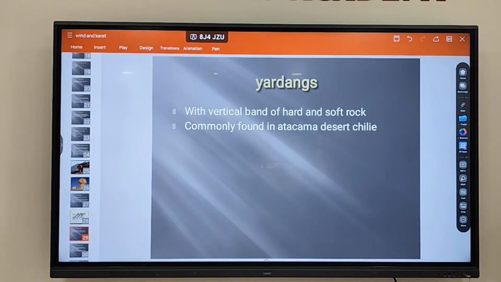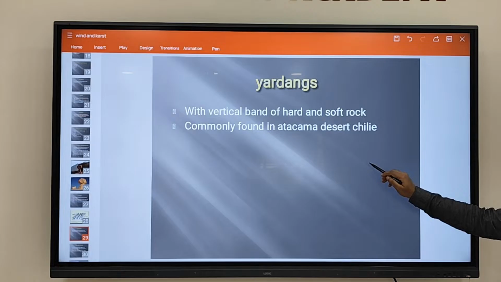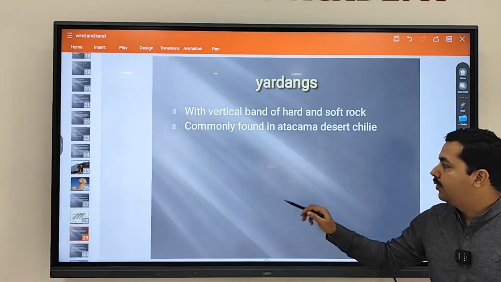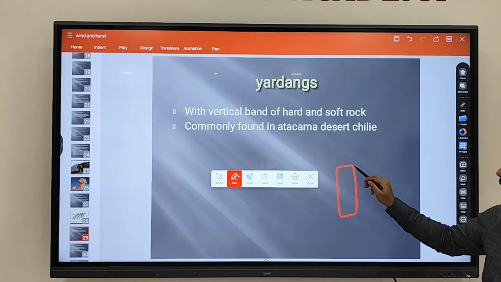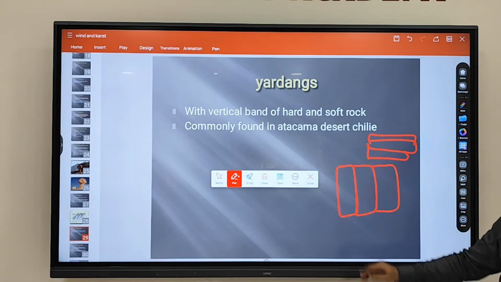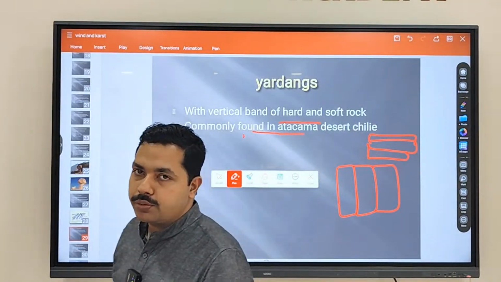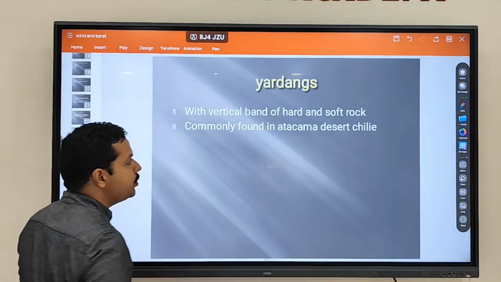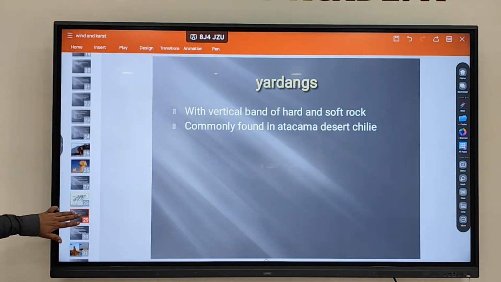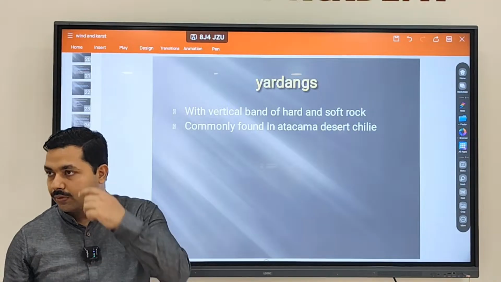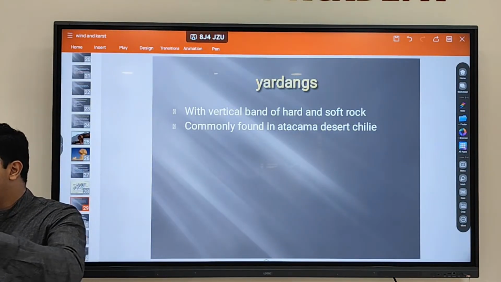Clear? So as we discussed, rocks are hard and soft. When you have vertical, it means like this. So you may find rocks in this nature. This is a vertical nature. If rocks are arranged like this, it is going to be horizontal nature. Clear? So it is a vertical band of hard and soft rock, generally found in the Atacama Desert in the Chile region. This is the difference between Jugan and Yardang. You have hard and soft rock both. When the softer part is eroded, it becomes a Jugan.